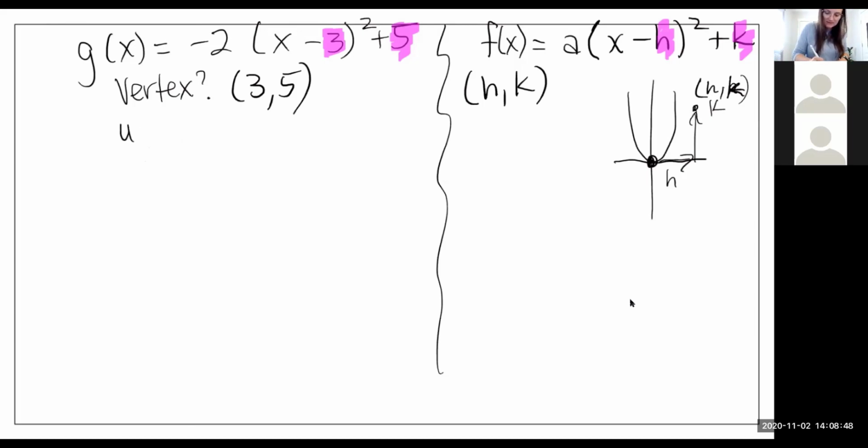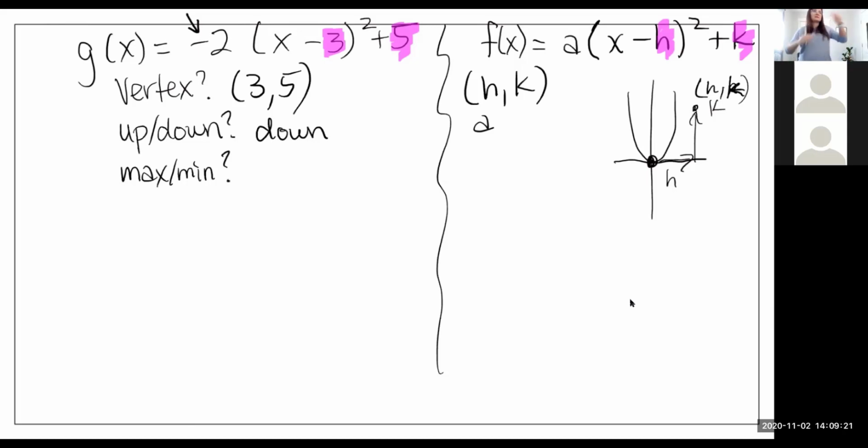Actually, let's do, is it facing up or down? So what helps us see that? This front number, right? If that front number is negative, in this case, it's facing down. So that is told to you by a. If a is negative, it's down. And if a is positive, then it hasn't been flipped, so it's still up. So if it's facing down, does it have a max or a min? These are all questions you could be asked. Because it's facing down, it therefore has a maximum.